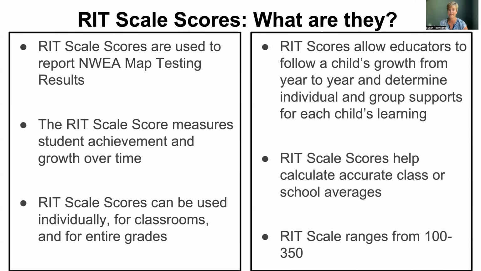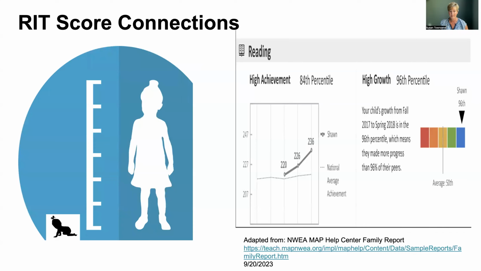Let's talk about some examples. If you notice, the picture on the left shows a little baby on the bottom left of that scale, and then a child who has grown. This is a yearly growth chart. We expect a child's growth to increase over time. And that's a real important thing to think about because we want to make sure we're developing.